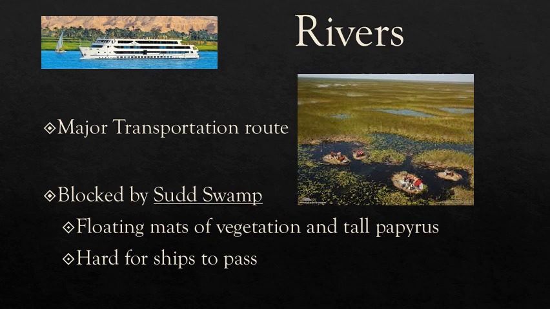The Sudd Swamp is a giant swamp where there are these huge floating mats of vegetation. So think of plants is what we're talking about there, and this tall papyrus that doesn't allow the boats to come through. It's really hard for these big ships to pass through, and because of that, it can really hurt the economy and the movement of some of the countries that have to deal with this gigantic swamp known as the Sudd Swamp.